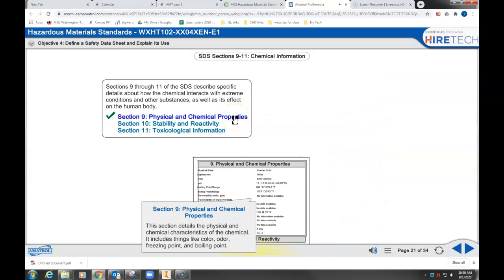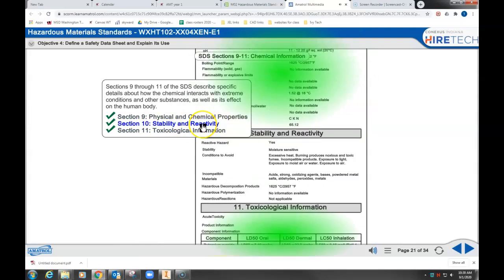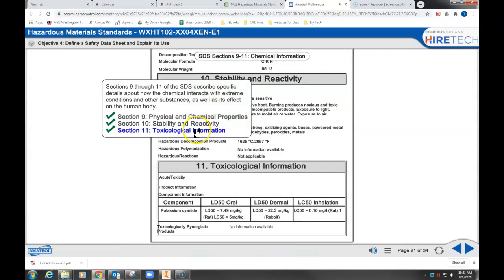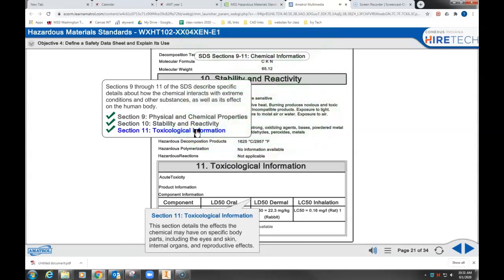This section details the physical and chemical characteristics of the chemical. It includes things like color, odor, freezing point, and boiling point. This section explains how the chemical behaves under normal storage conditions. It also details specific storage conditions to avoid, such as placing the chemical near materials with which it may react. This section details the effects the chemical may have on specific body parts, including the eyes and skin, internal organs, and reproductive effects.